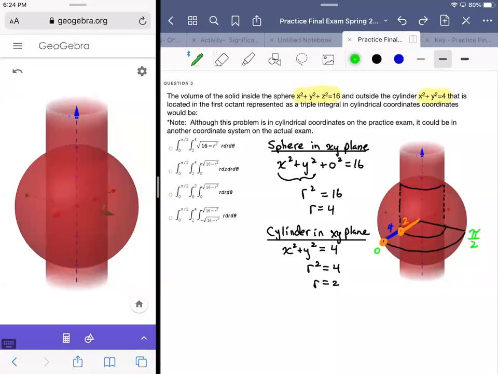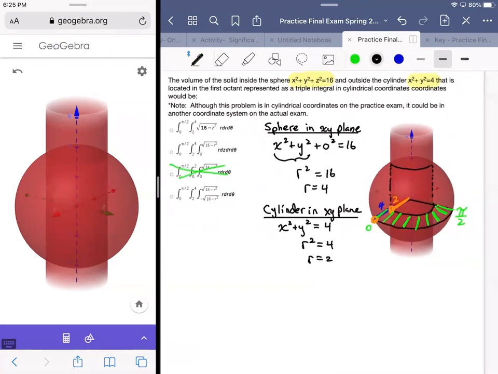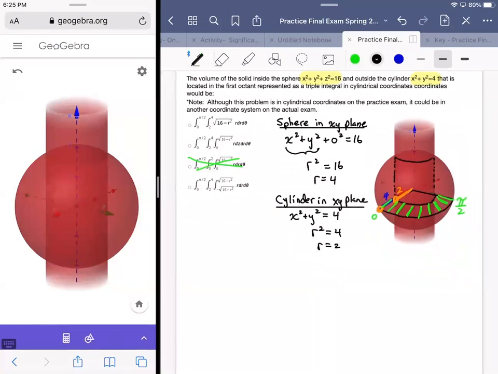However, we could start eliminating possibilities here, or at least a possibility, because we know that we're only living in the interval going from 2 to 4, not from 0 to 2 or anything else. So we can actually get rid of this choice if we want to. All right. So I'm going to write my triple integral. It's going to go from 0 to pi over 2. Then it's going to go from 2 to 4.